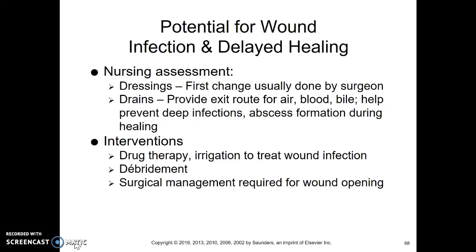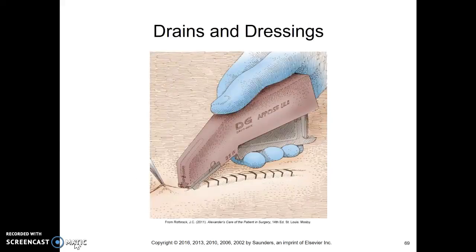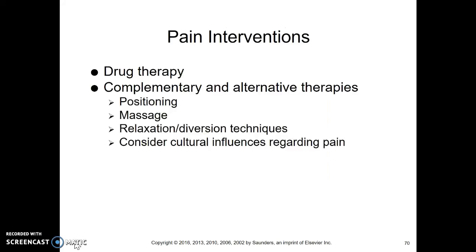Other interventions might include drug therapy. The patient might be on some type of antibiotic postoperatively. They might need irrigation to treat a wound. They might need debridement of a wound. Or they might end up having to go back to surgery to help close a wound opening, like we had with the wound vac. This is just an example of staples, which is a very common thing. Those usually come out about a week to 10 days after surgery, and a lot of times that's in the doctor's office, not in the hospital.